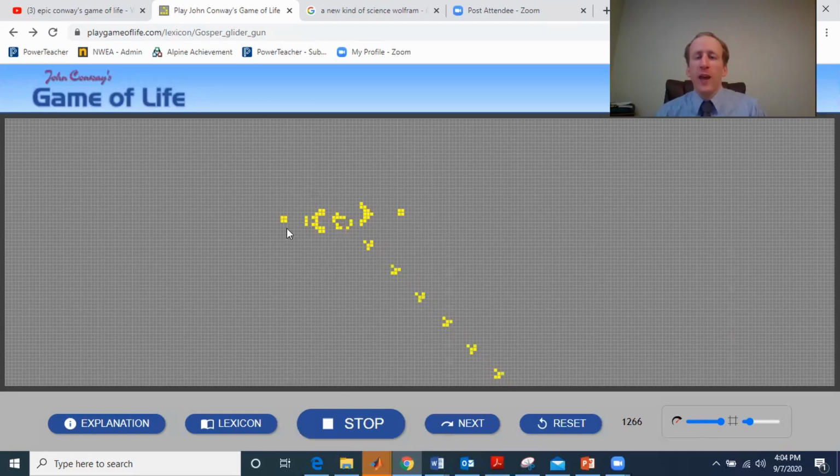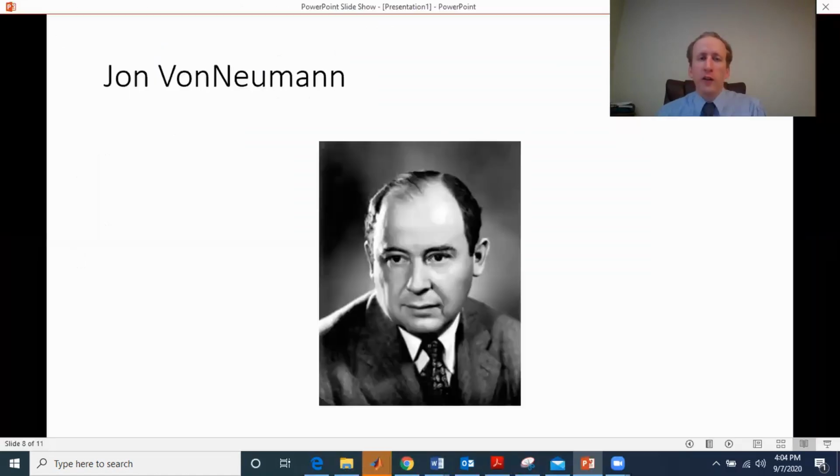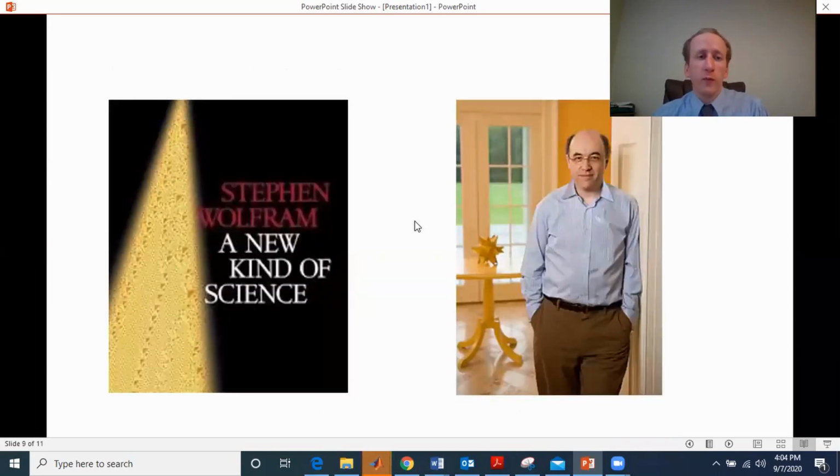This whole game of life is actually an example of something called a cellular automata. Cellular automata were discovered by John von Neumann, a scientist and mathematician, in the 1940s. And the ideas behind cellular automata were researched and explored more by Stephen Wolfram, who wrote A New Kind of Science in the early 2000s.